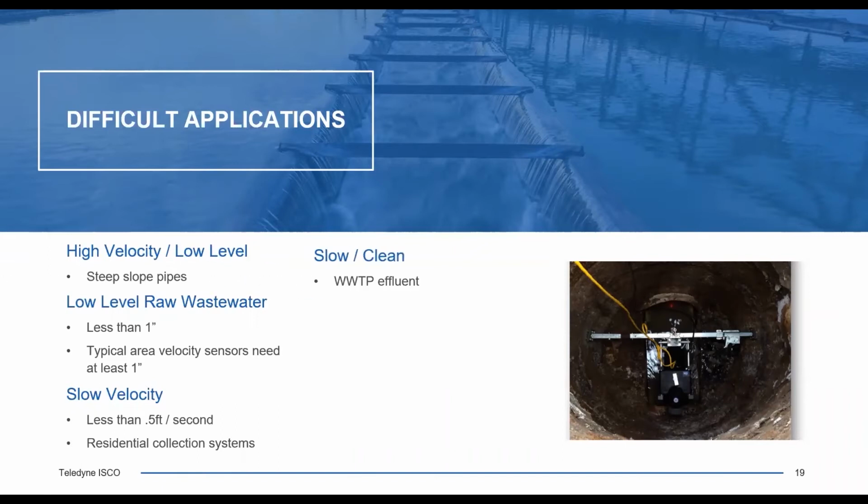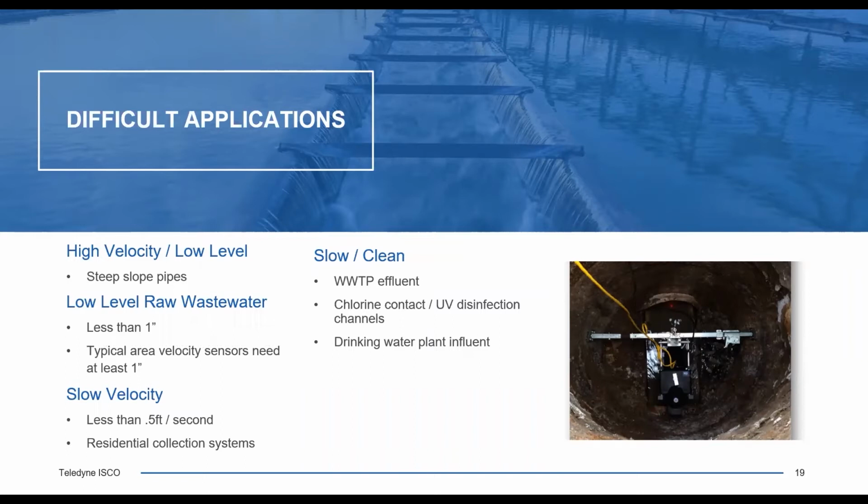Slow and clean is another challenge. Wastewater treatment plant effluent can be challenging because hopefully if they did their job right, the water is going to be very clean. Chlorine contact or UV disinfection channels are another one that are very challenging because again of the nature of the flow, very slow and very clean. We are doing some stuff with drinking water influent. This is kind of exciting. That's a little different twist than what we were initially targeting.